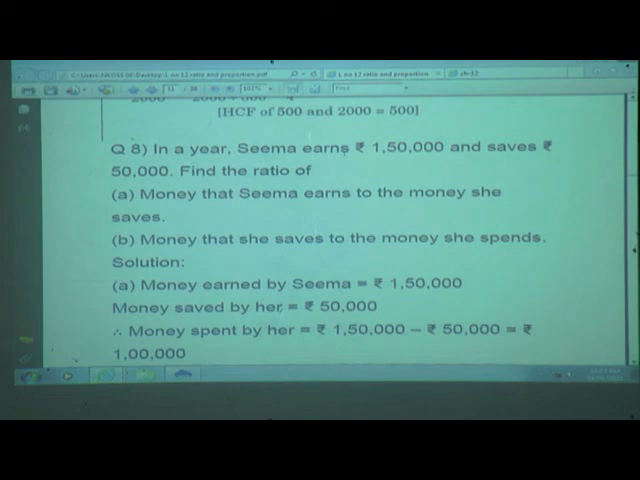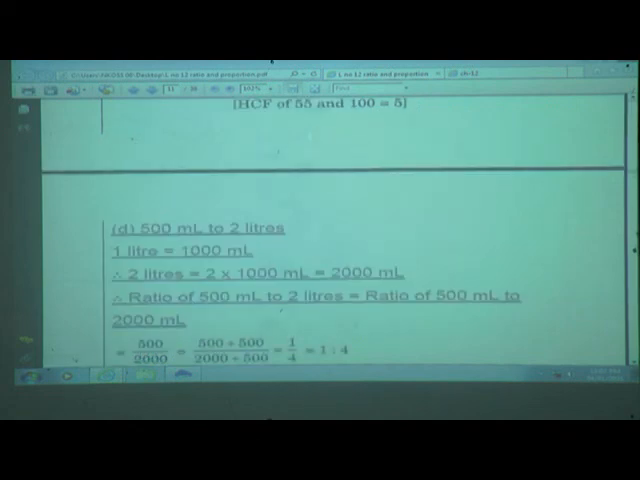In a year, Seema earns ₹1,50,000 and saves ₹50,000. Find the ratio of money that Seema earns to the money she saves. Okay, money earned by Seema is ₹1,50,000 and money saved by her is 50,000. So how much she spends? 1,50,000 minus 50,000. The money she spends is 1 lakh.